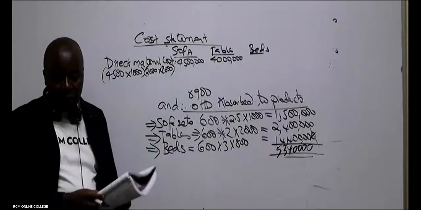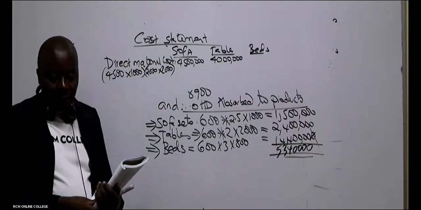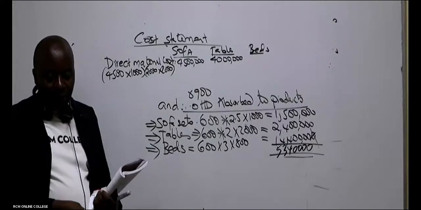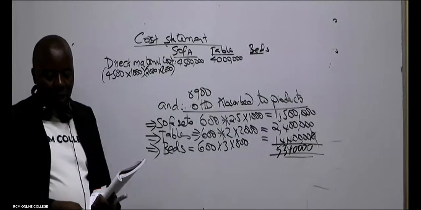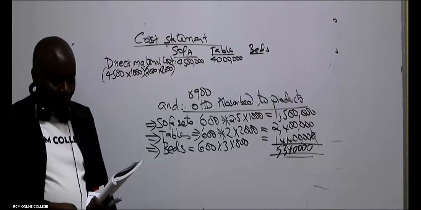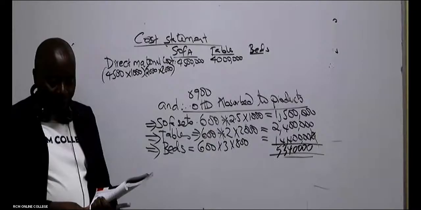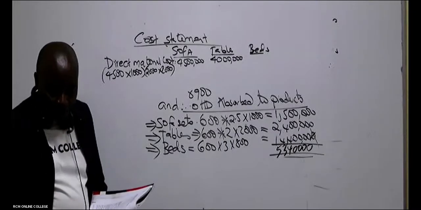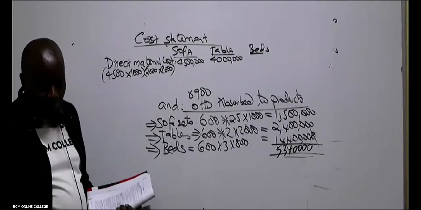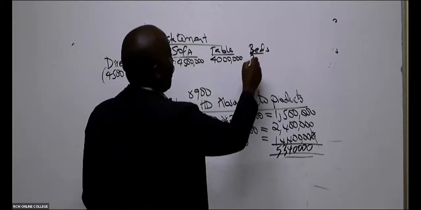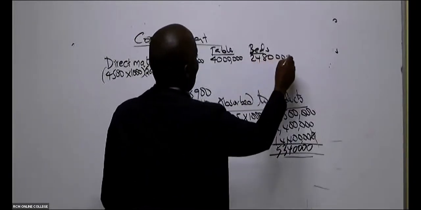Are you able to see the value for beds? The online guys, I cannot hear you today very well. For beds, what do we have there? It will be 3,100 times 800, isn't it? Which gives us 2,480,000. Thank you so much.